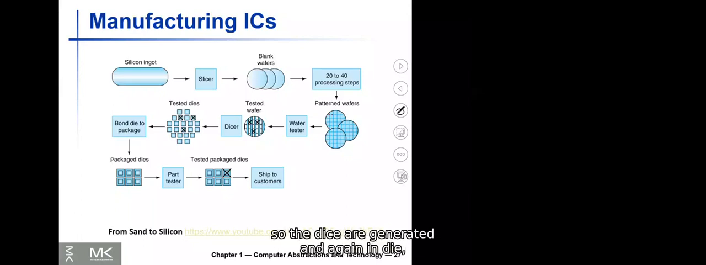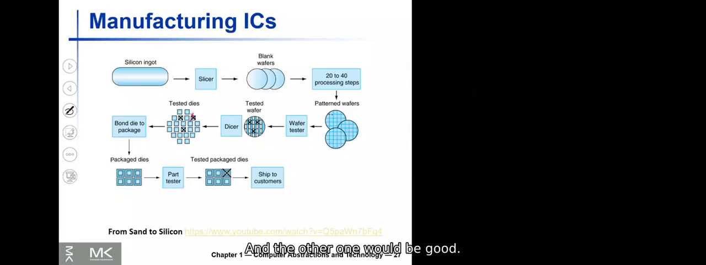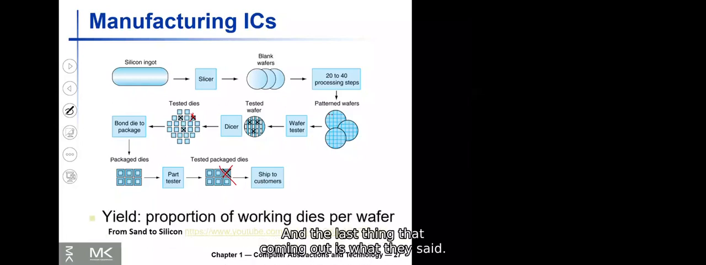Then we have the dicer, so the dies are generated. And again, in dies, some of them might be defective, so we have to remove them, and the others would be good. Then they go for packaging, and in the packaging, again, it's tested. And if again we find a defective package, a defective IC, we will throw it out. So you see, during the process, there are lots of parts where we will lose those devices, and the last thing coming out is what they sell.